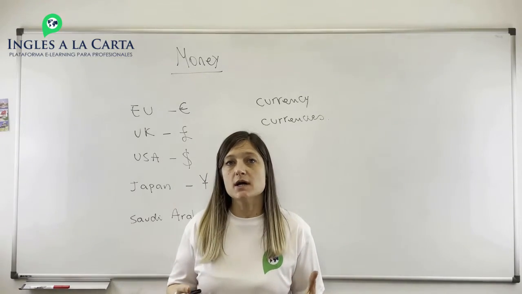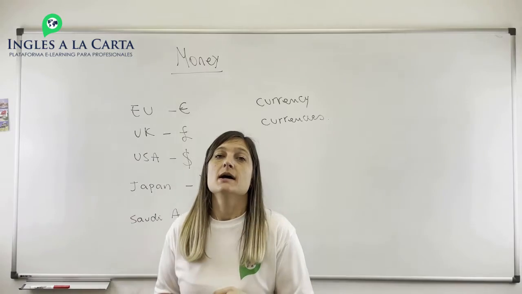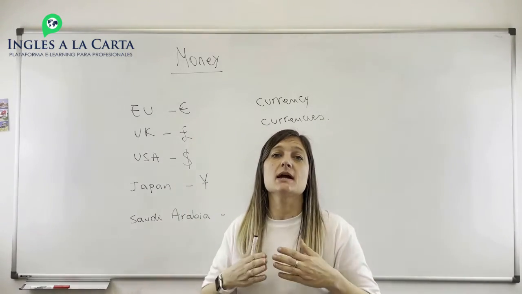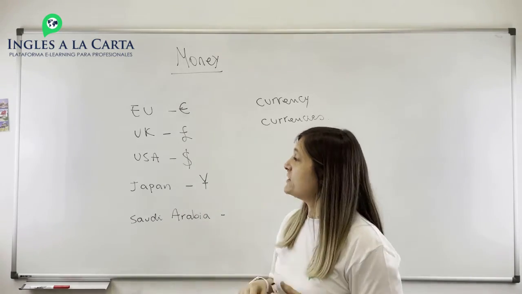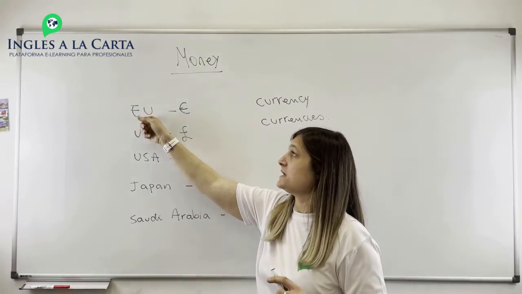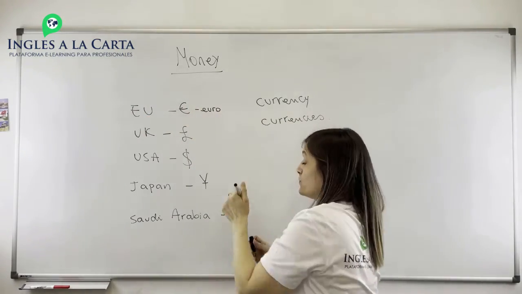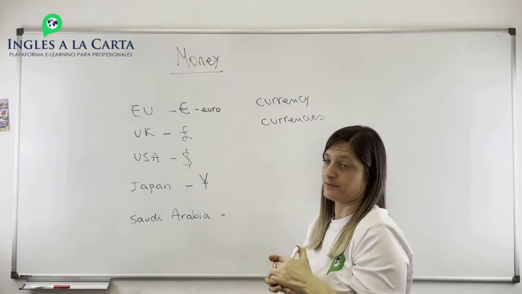We're going to start by analyzing some common currencies. And a currency is the money each country or each region has. For example, in the European Union, we use the euro. So we can say that the euro is our currency.